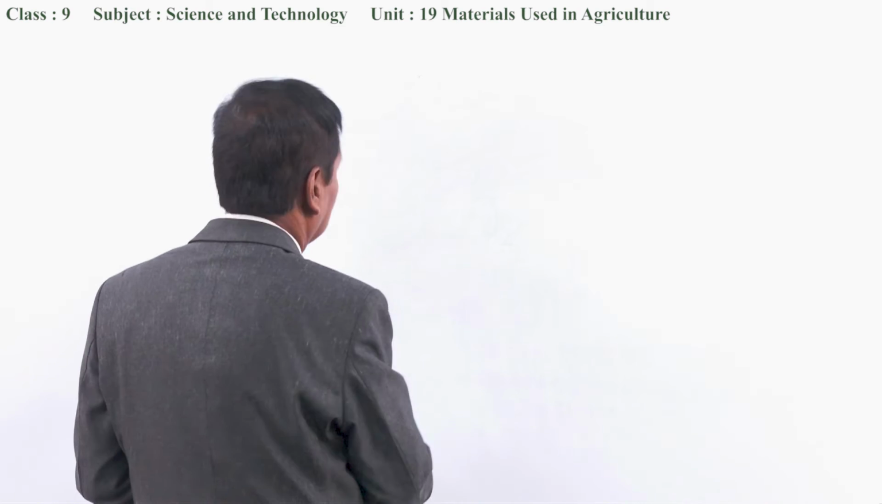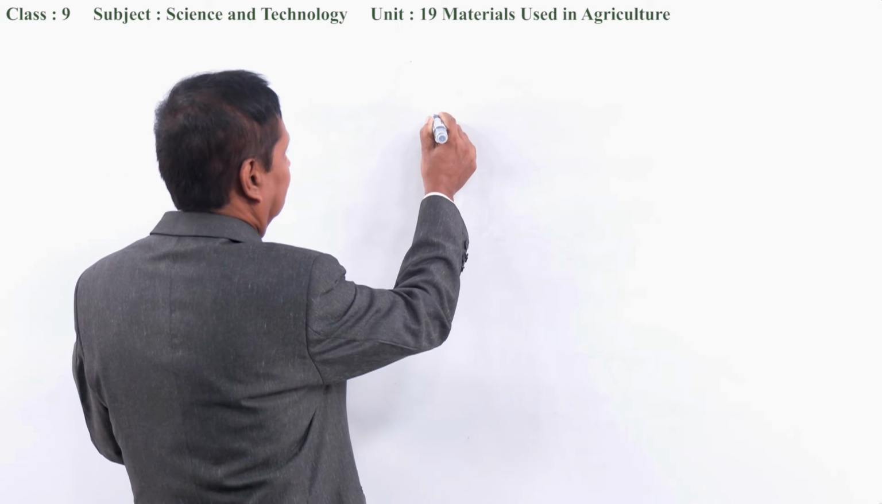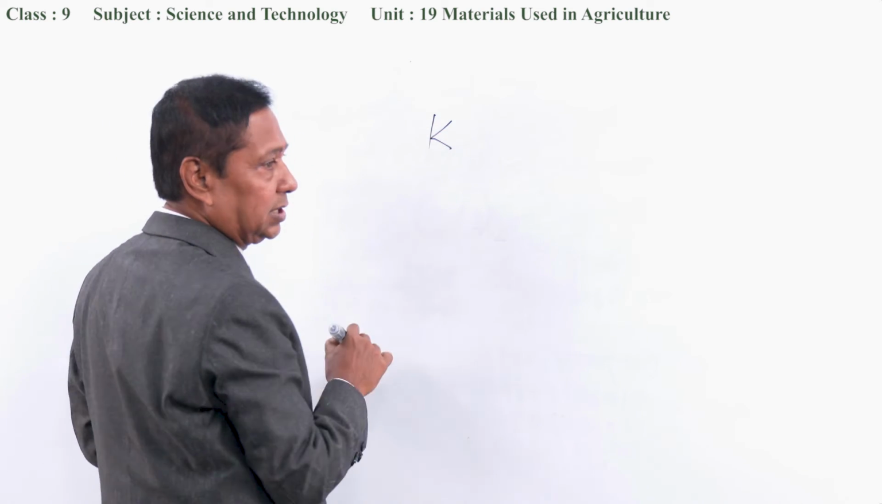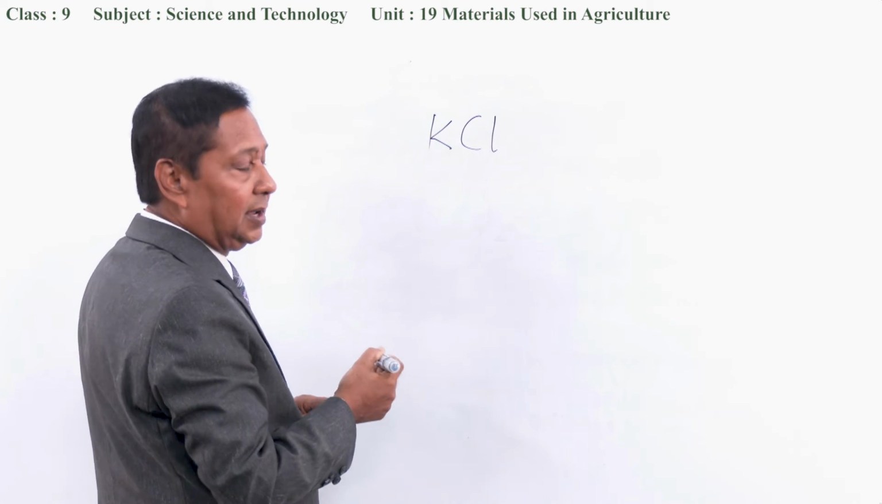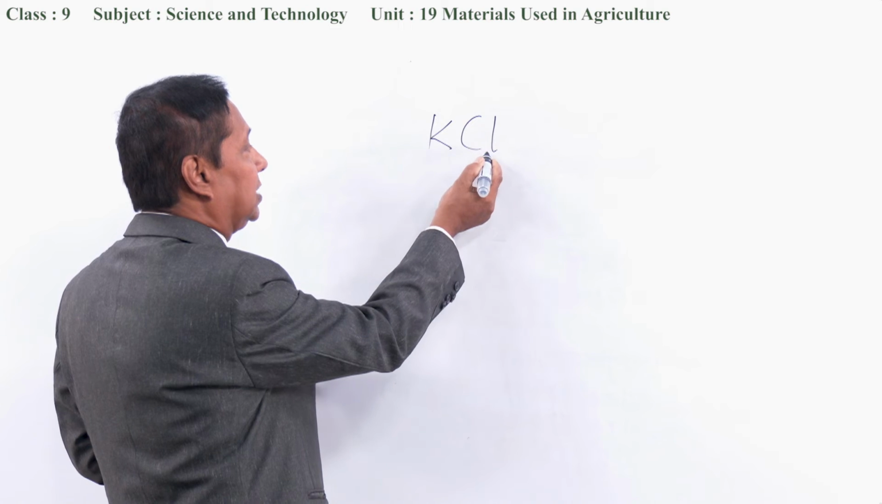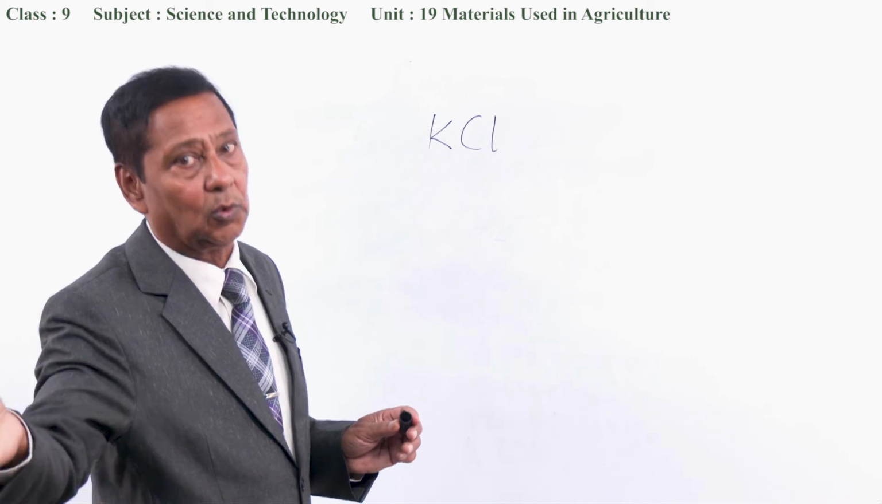Look at this. Potassium chloride. Potassium is K. The symbol for potassium is K. Chloride means chlorine is combined. Valency of potassium is 1, chlorine is 1. Equal valency, no exchange. This is the molecular formula of potassium chloride, KCl.